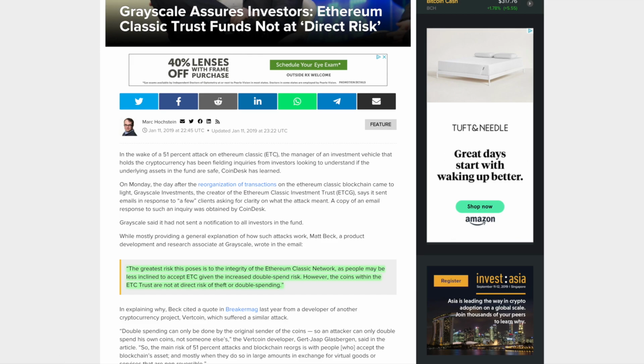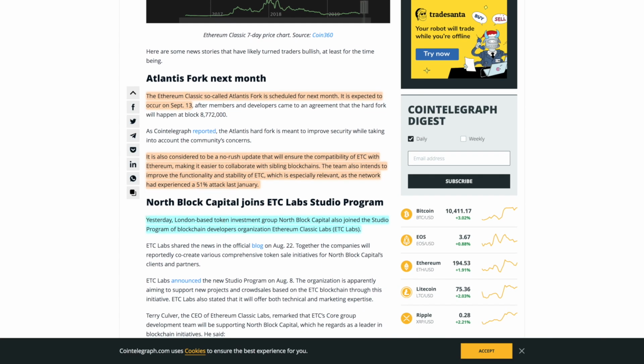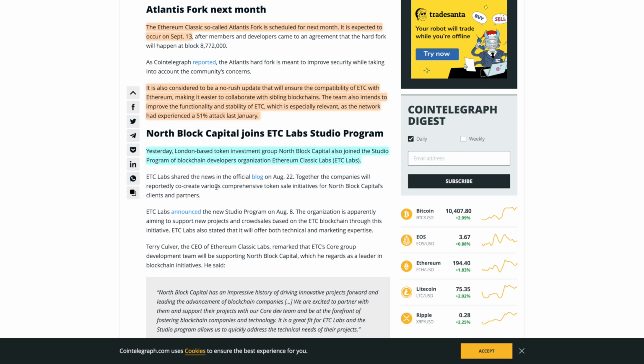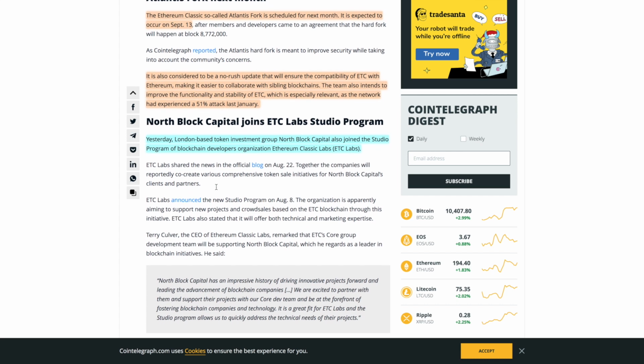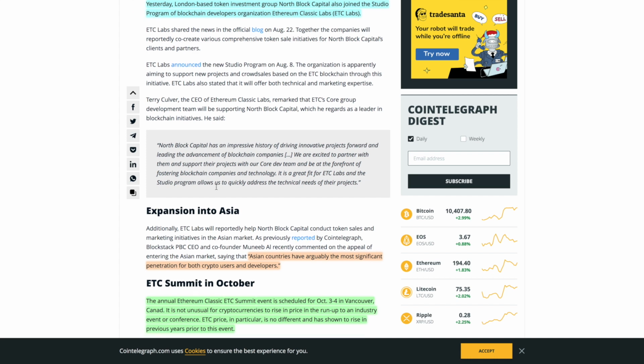All right, so now that we've got that out of the way, moving on here: North Block Capital joins the Ethereum Classic Labs Studio program. Yesterday, the London-based token investment group North Block Capital also joined the studio program of blockchain developers organization Ethereum Classic Labs. It seems as if they are bringing on development potential here with that partnership. They're also expanding further into Asia.